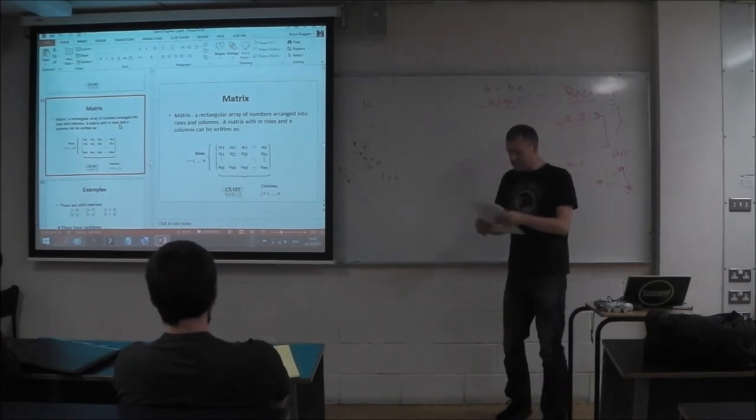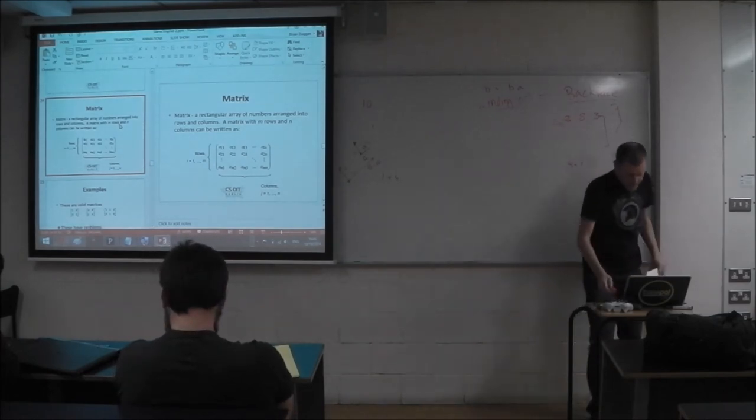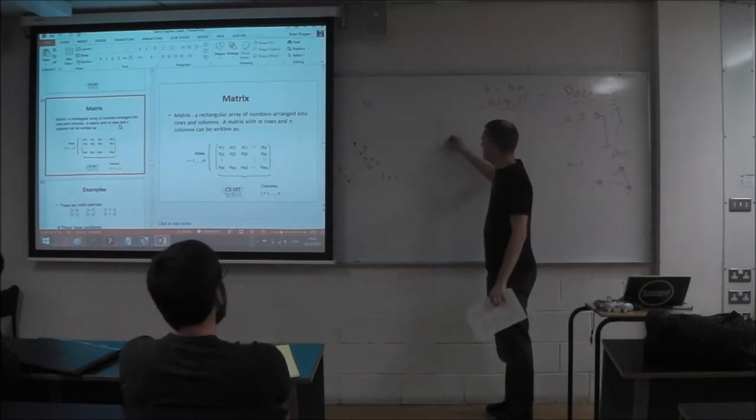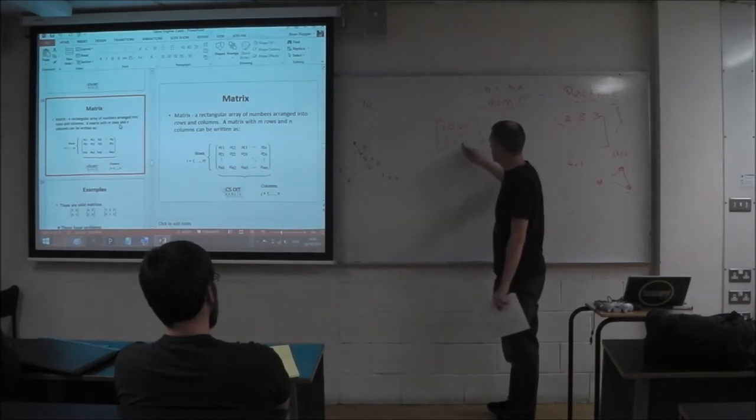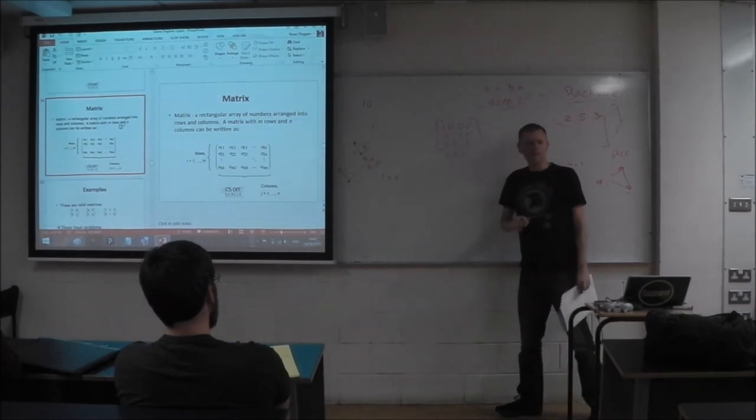Okay. So, a couple of interesting matrices. What about this matrix here? 1, 0, 0, 0, 0, 1, 0, 0, 0, 0, 0, 1. What do we call that one? You miss a row. We call that the identity matrix.